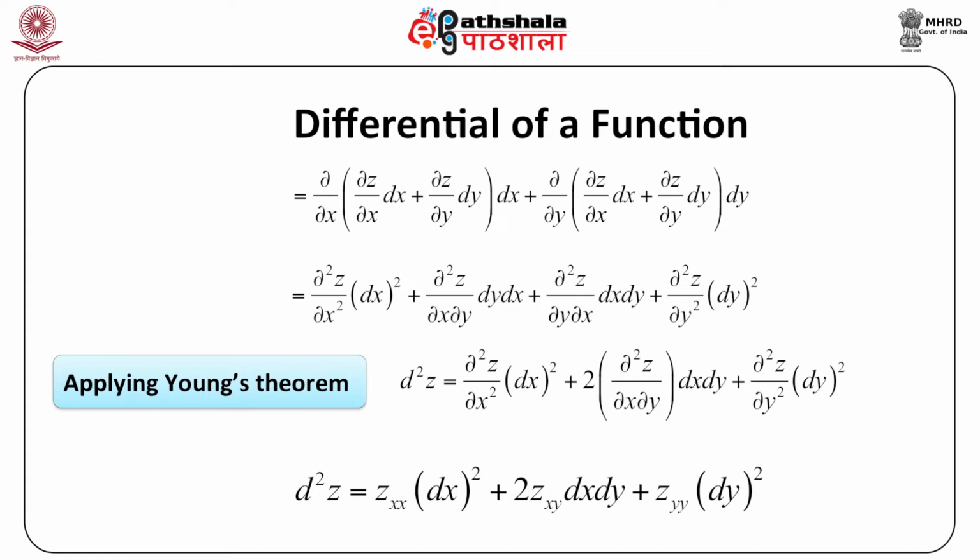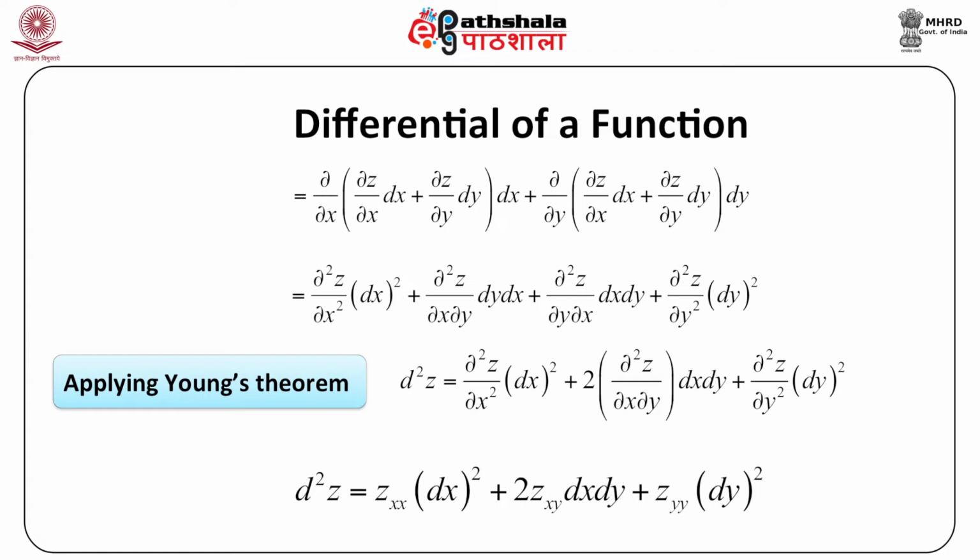Applying Young's theorem, d squared z is equal to del squared z by del x squared into dx the whole squared plus 2 del squared z by del x del y into dx dy plus del squared z over del y squared into dy the whole squared.